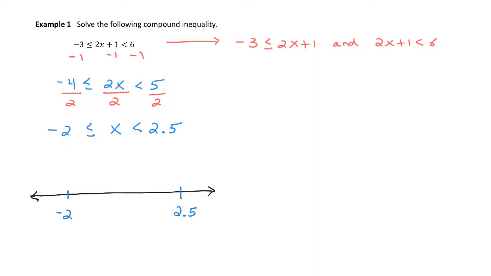I'm going to put a closed circle at -2 because there's an equal sign on that portion of the inequality, and an open circle at 2.5, and I'm going to take everything in between. These are all of the numbers that make this original inequality true. So like I said, you could break it apart into these two pieces and then solve each independently.